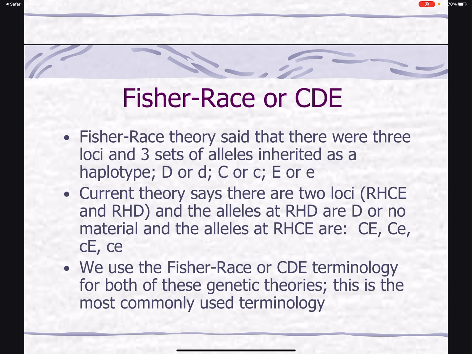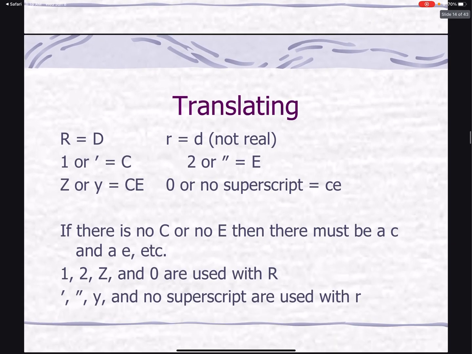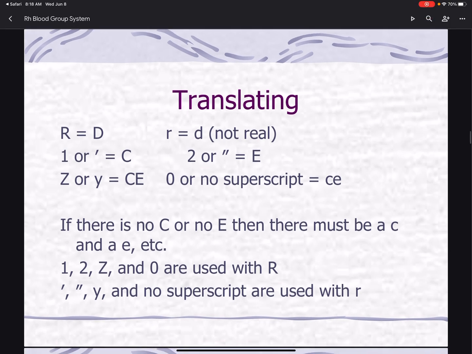So Fischer race, we talked about that yesterday. Talked about Wiener yesterday. Here we go. Translating. R equals D. Little r is negative. Remember, there is no such thing as a little d. No little d's, just big D's. Little d just means that there's no D there. Number 1 or single prime is big C. Number 2 or double prime is big E. Z, big Z or Y is big C, little e. 0 or no superscript is little c, little e.